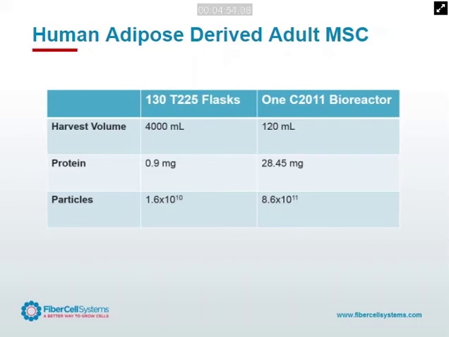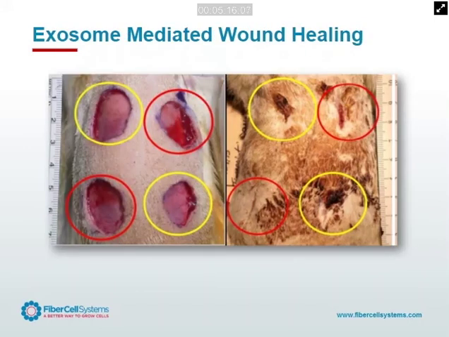So basically we can see that one C2011 bioreactor over a period of 6 weeks of harvesting can yield as many exosomes as about 700 T225 flasks, but at a volume of only 120 mils. Based upon this methodology, I calculate that we can actually easily produce gram quantities of exosomes utilizing 4 to 6 of our larger cartridges. And we can do this without contamination from serum endogenous exosomes.